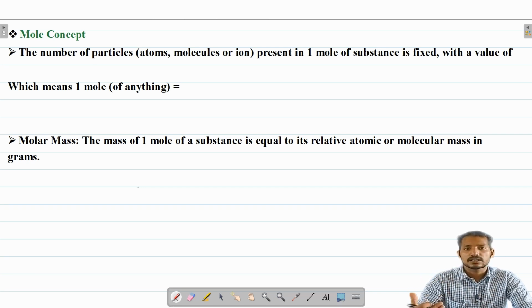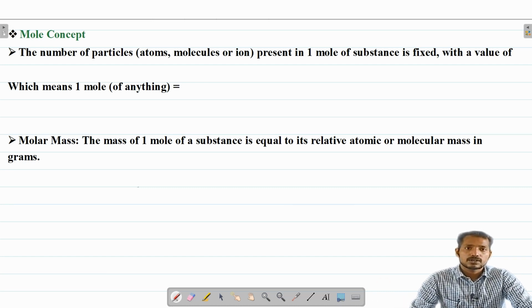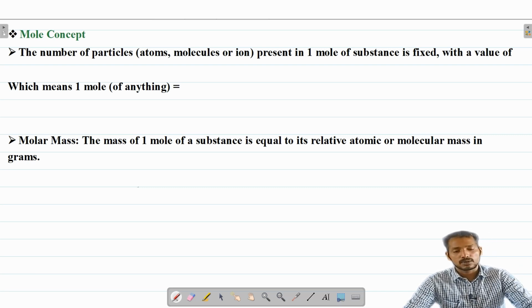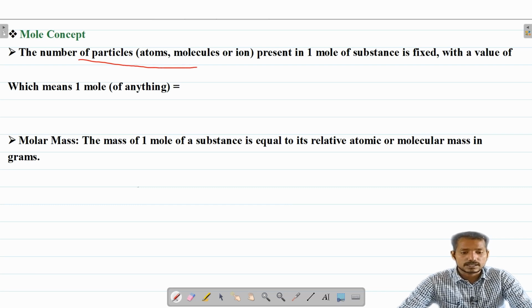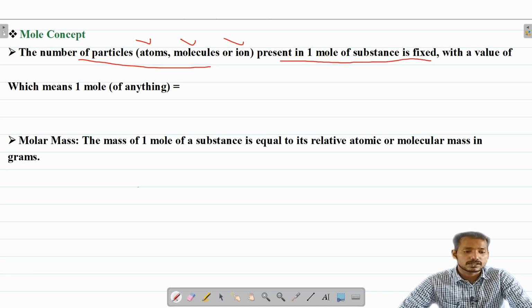We need a particular number to represent this. We cannot represent it in thousands or lakhs or billions, because it is beyond that. So there is one particular number to represent the number of particles in a particular amount. The number of particles, whether atoms, molecules or ions, present in 1 mole of a substance is fixed with a value of 6.022 into 10 raised to 23.